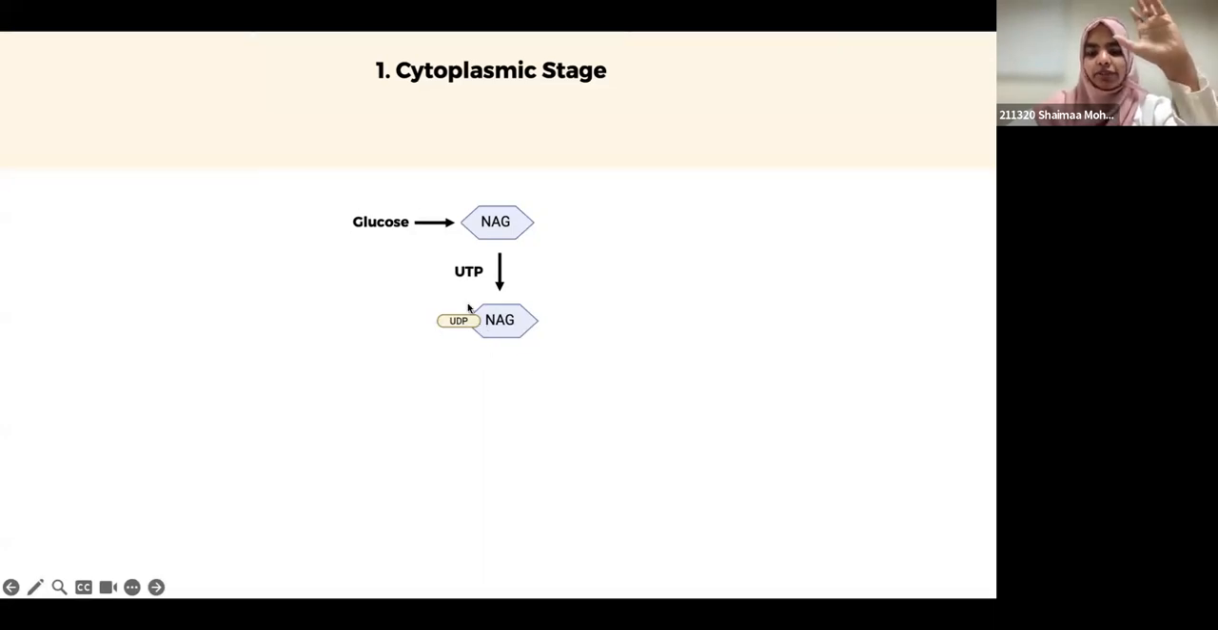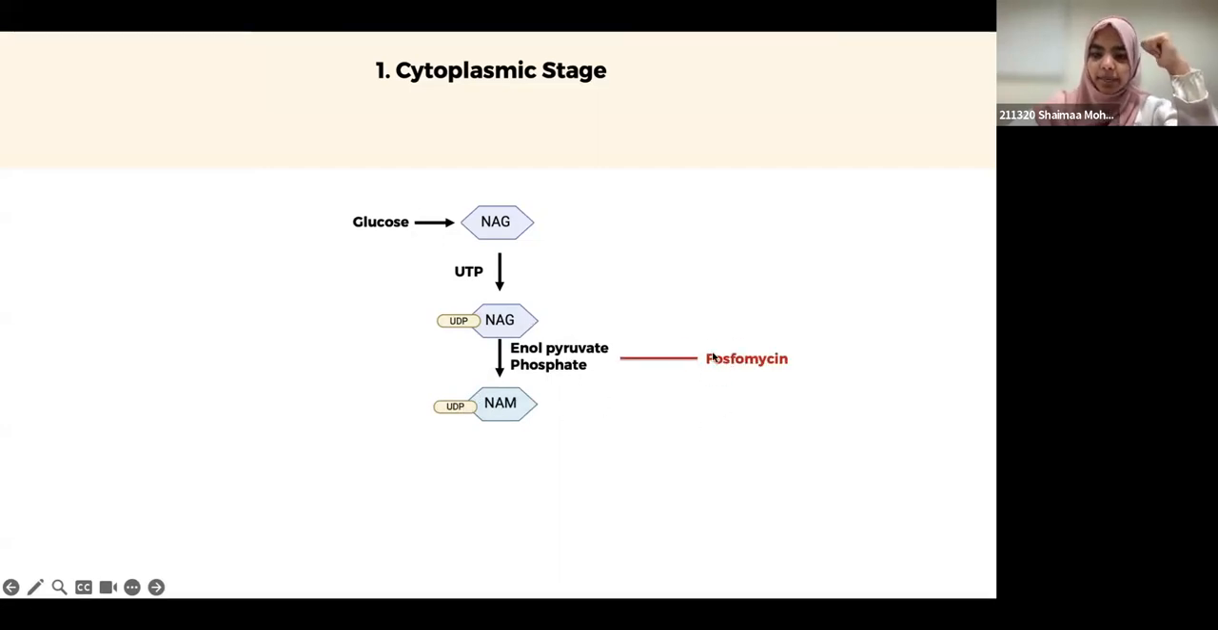And then now we have to convert this NAG into NAM. How do we do that? We have an enzyme called enolpyruvate transferase. I'm sorry, it's supposed to be transferase. That's going to convert NAG into NAM. And this is the step that's inhibited by fosfomycin. So fosfomycin inhibits this enzyme, and therefore we're not going to be able to have our sugar, which is NAM, so we're not going to be able to form the cell wall.